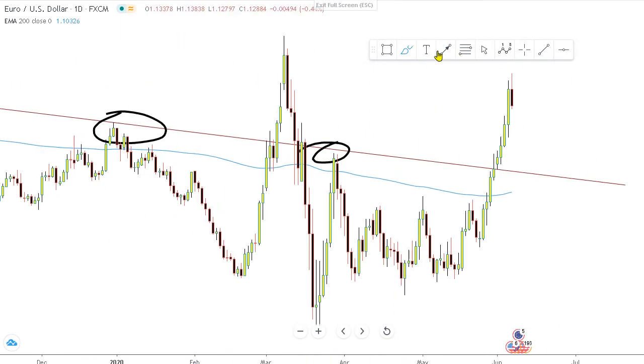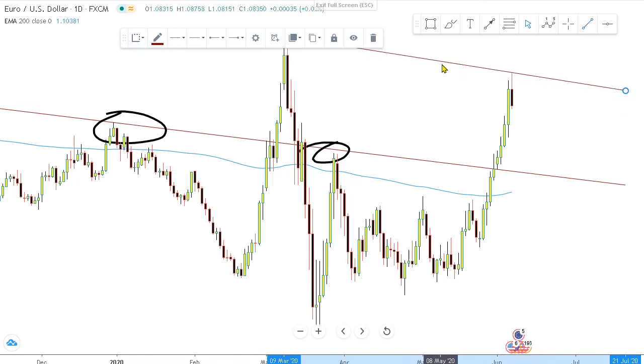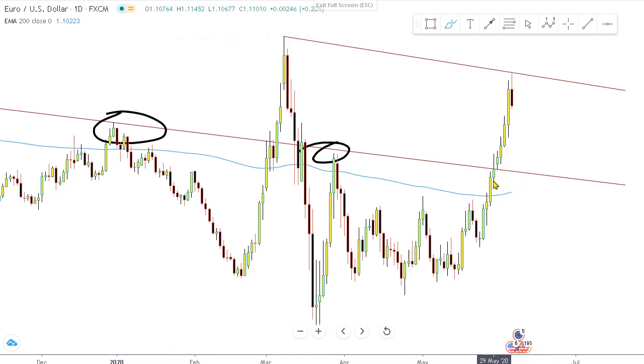So now let's draw a trend line with these higher points. So I'm still short on this pair. I believe that it will come here, somewhere here, to touch this trend line, and then let's see what happens according to the market.